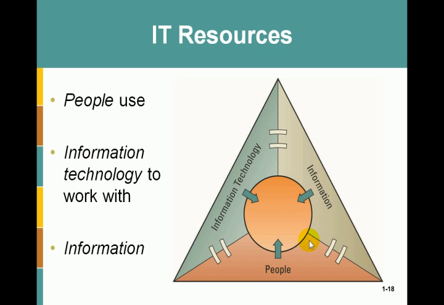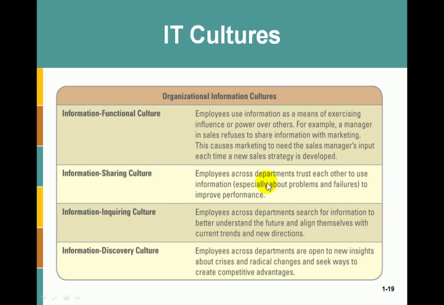There are three pillars in IT resource management. One is information, the other is information technology, and the third is the people. People are using information managed by the information technology to make better decisions. That's how these three are related to each other.